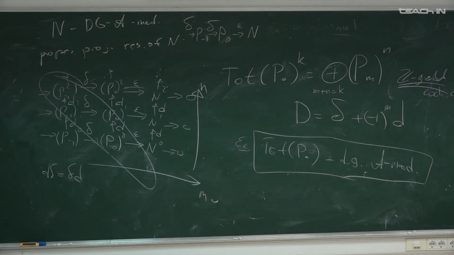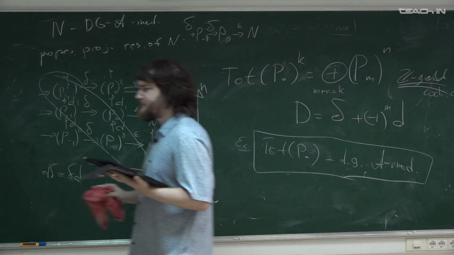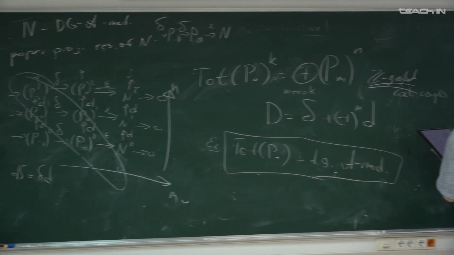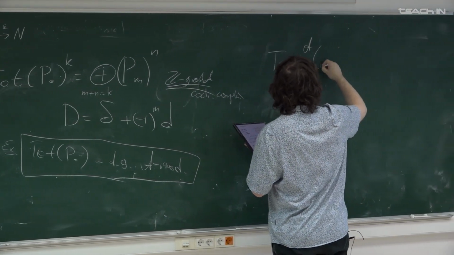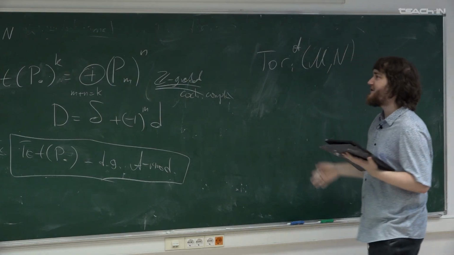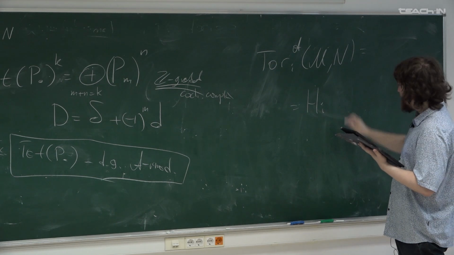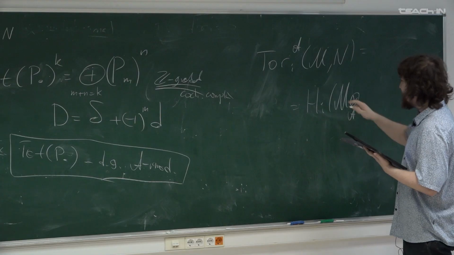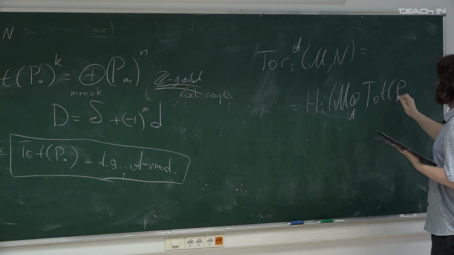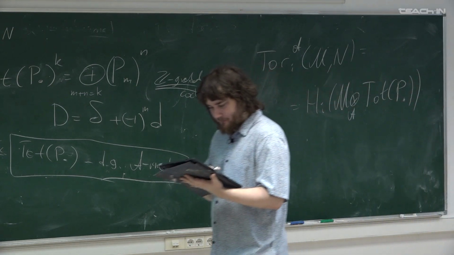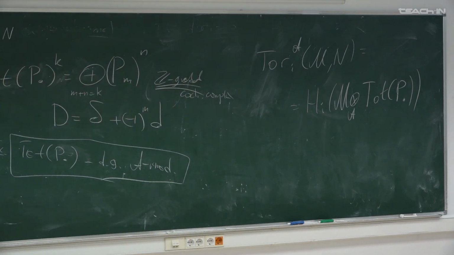Definition. Differential graded Tor over my differential graded algebra between M and N, where M is some other differential graded module. It's just the homology of M tensor over A with this total resolution, a proper projective resolution of N. So yes, this is the definition.